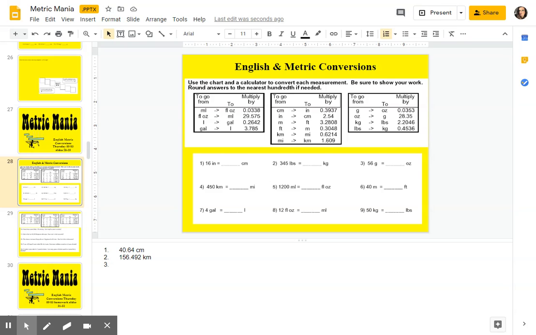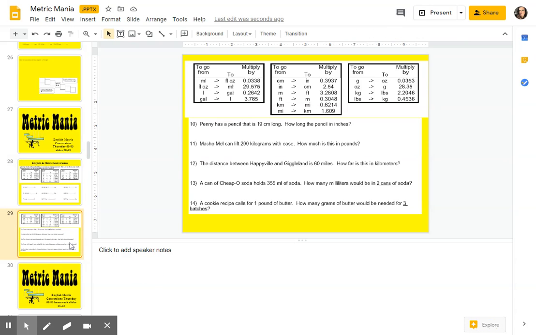That's going to become 1.9768. So your answer is going to be 1.9768 ounces. Very important that you remember to put your answer along with your measurement type in. Okay? So right here are some conversion problems again.